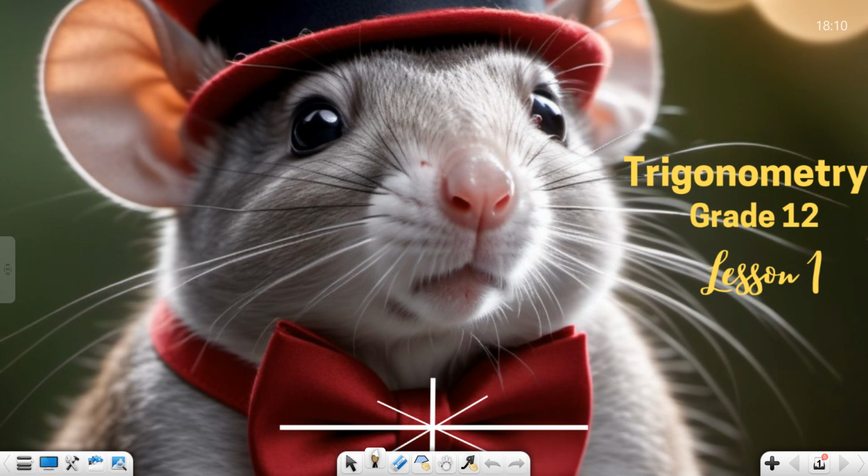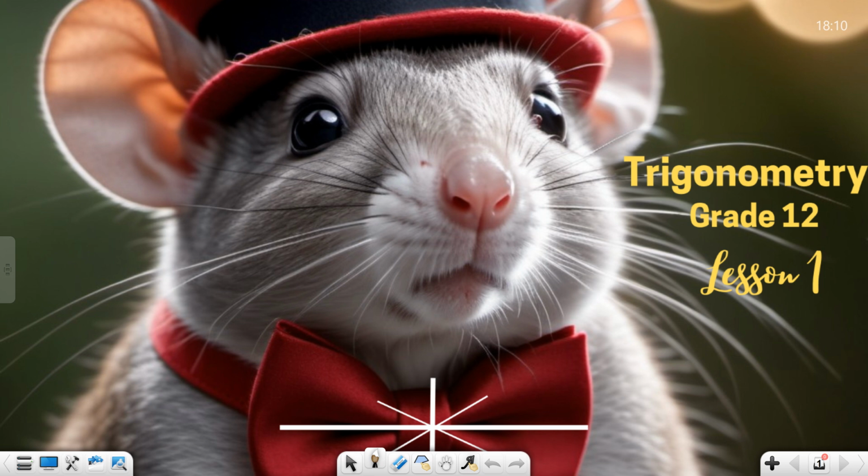Okay, guys, trigonometry, grade 12, lesson number 1. A continuation from wherever we stopped in grade 11. But before I continue quickly, why do I have a rat there wearing a bow tie? My rat, you know what it stands for, right? Right angle, triangle. So we learn from a rat.